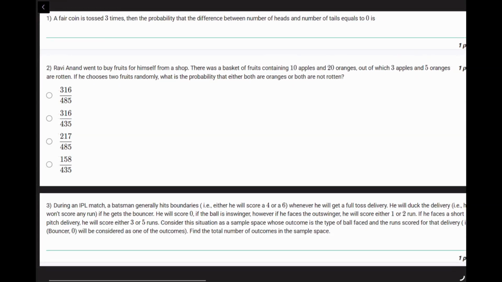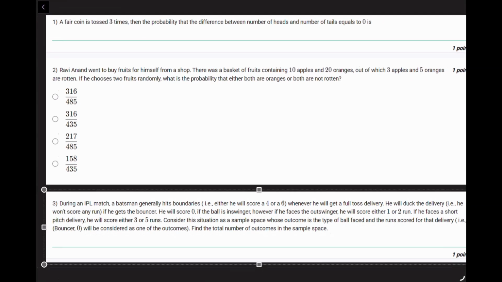Then the probability that the difference between number of heads and number of tails equals 1 is 0. Okay, a coin is tossed 3 times, so what is the probability that the number of heads equals the number of tails?